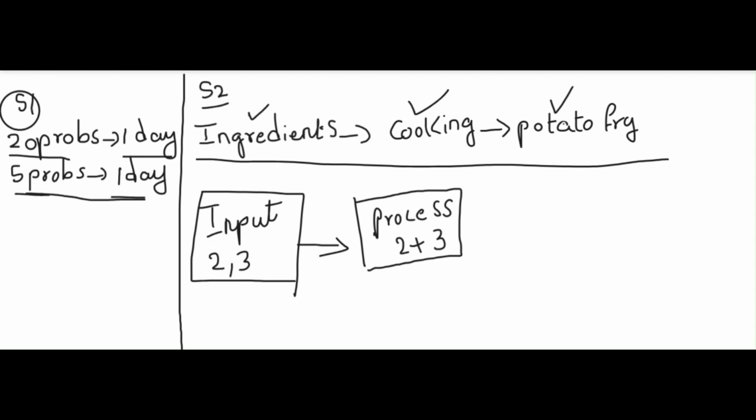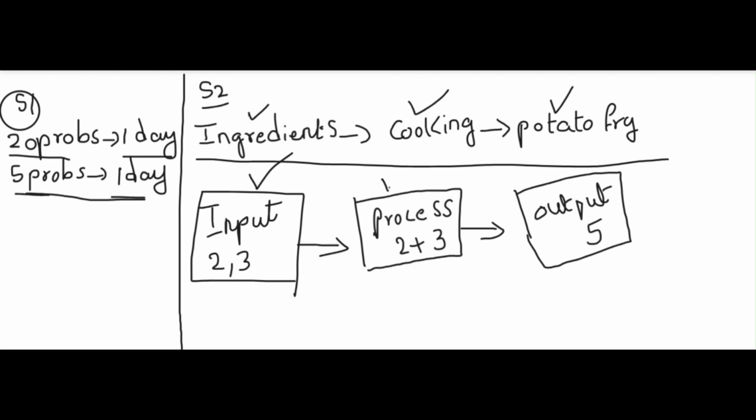the outcome, which is a delicious potato fry, right? Now, we call this last step in terms of programming the output, which is 5 in our case. So any program, from a single program to a very big project, follows these steps. First, we give input and then processing.